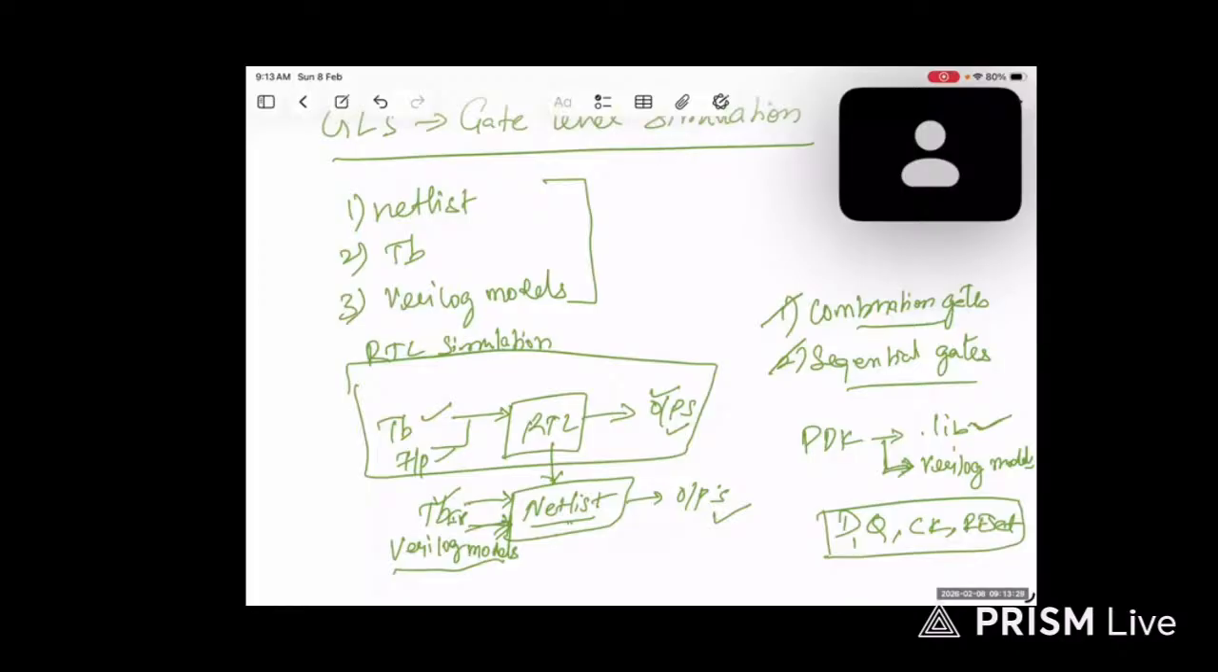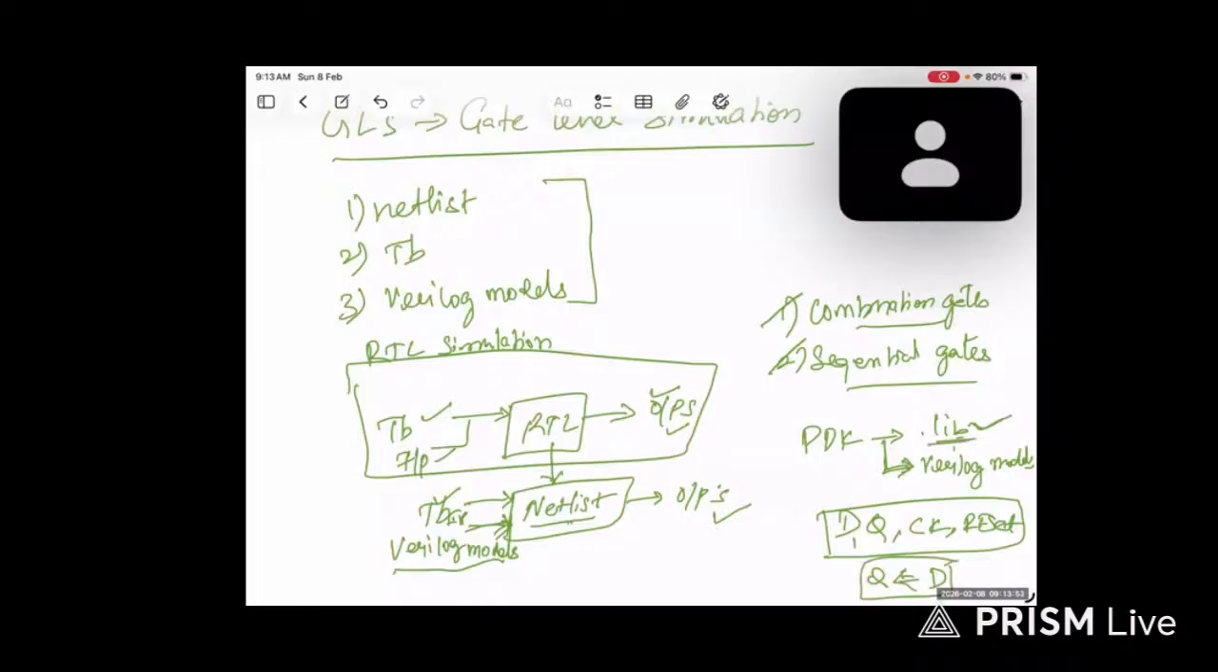What is the logic implemented? So a normal D flip-flop is where your output is equal to your input. Whenever there is a clock or reset available, your D will be available at Q. So this logic, where is it written? It's not written inside the dot lib.